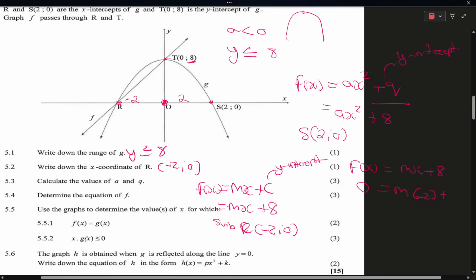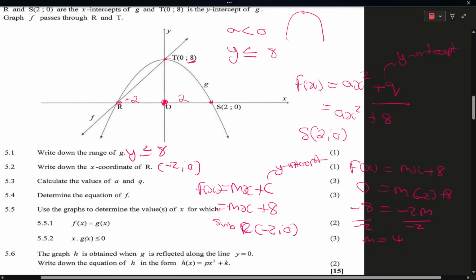Minus 2 plus 8. And I have to take this 8 to the other side. It's going to be minus 8 is equals to minus 2m. Divide by minus 2. What is the value of m? It's going to be 4.